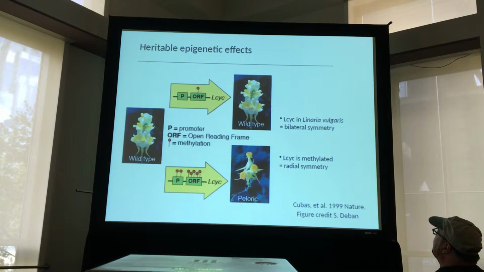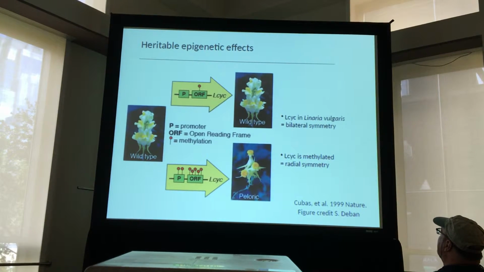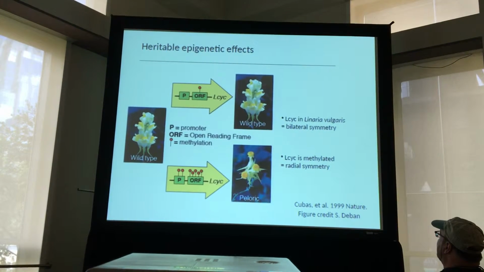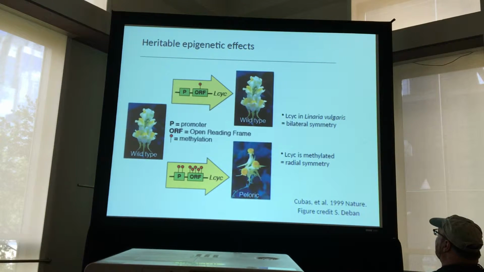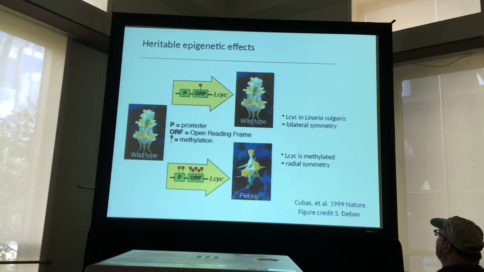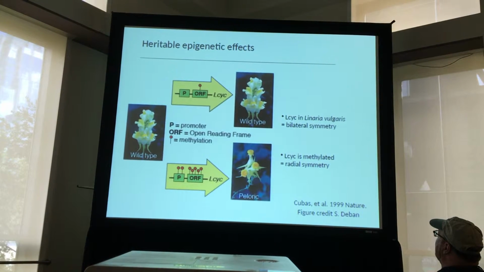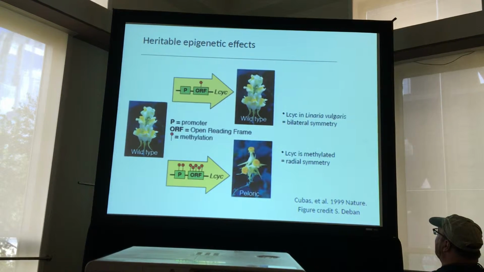And what's cool is that in animals it's really different, where essentially methylation is reset early on in development. But in plants, it's actually heritable. People have shown this a bunch of different times. This is kind of the classic example everybody uses.